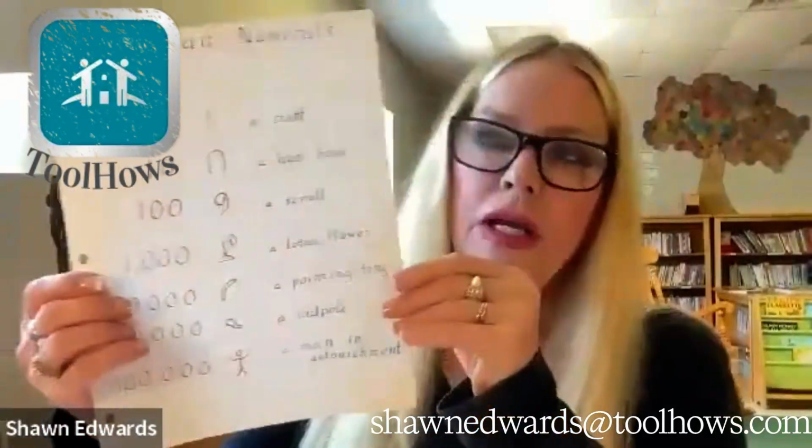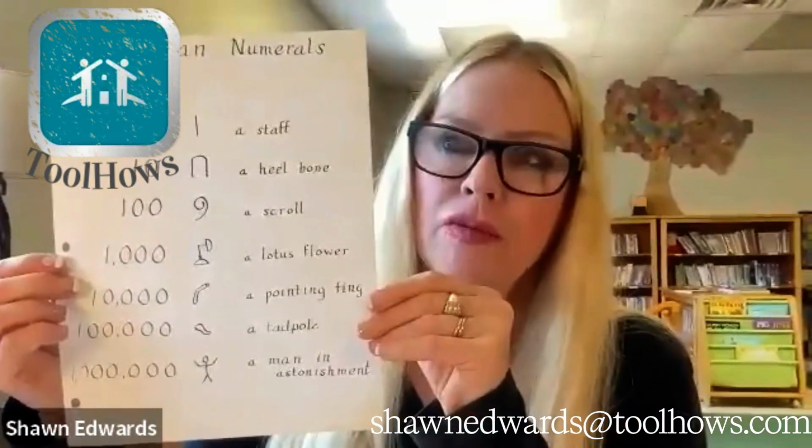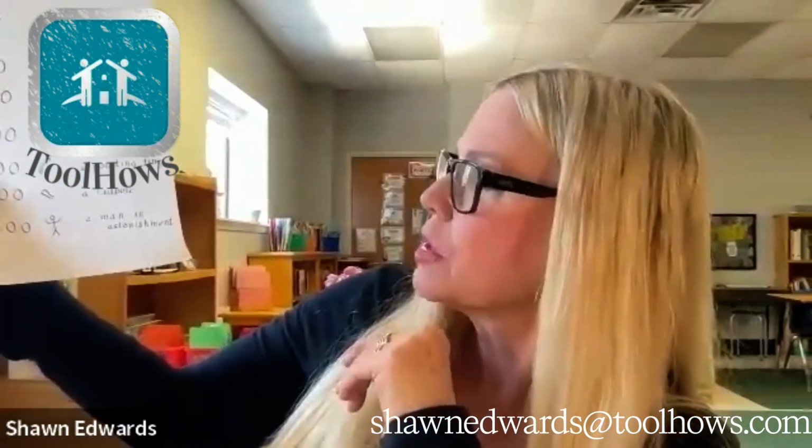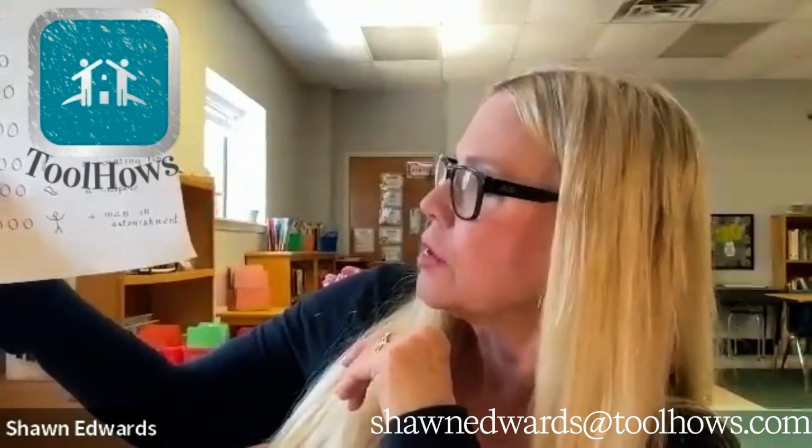They looked more like this. Okay? A 1 was a staff, a 10 was a heel bone, 100 was a scroll, 1,000 was a lotus flower, 10,000 was a pointing finger, 100,000 was a tadpole, and a million was a man in astonishment. Our Egyptian numbers. Of course, that doesn't look like the numbers that we use today, does it?